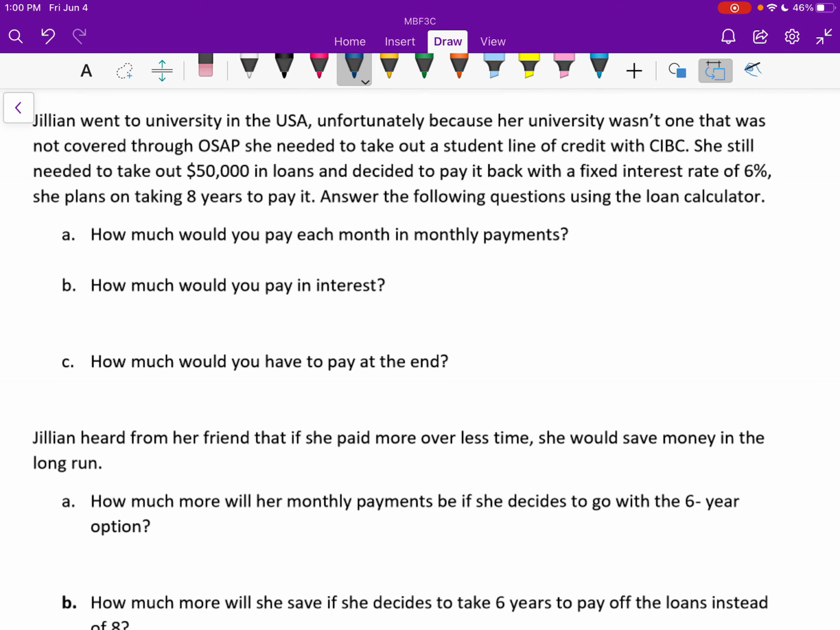So Jillian went to university in the US, and unfortunately one of her universities wasn't covered through OSAP. She needed to take out a student line of credit with CIBC. She still needed to take out $50,000 in loans and decided to pay it back at a fixed interest rate of 6%. She plans on taking 8 years to pay it back. Answer the following questions using the loan calculator. How much would she pay each month in monthly payments? How much would she pay in interest? And then how much would she end up paying in total?